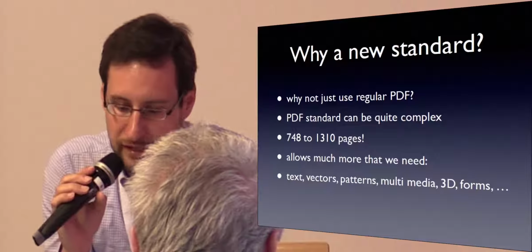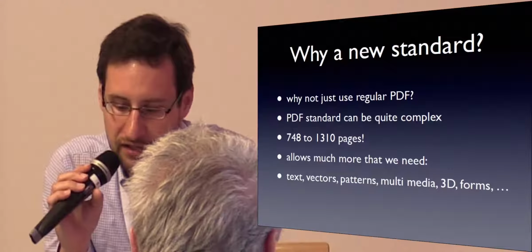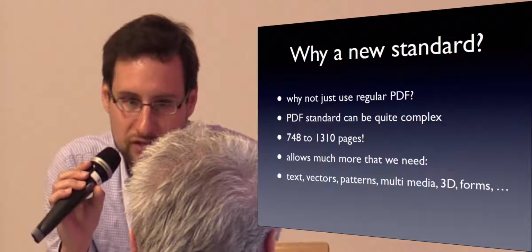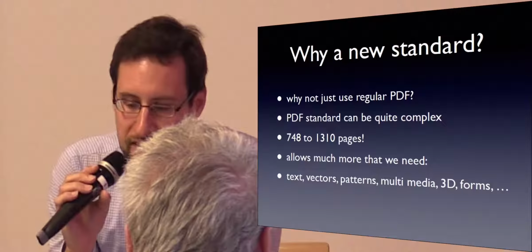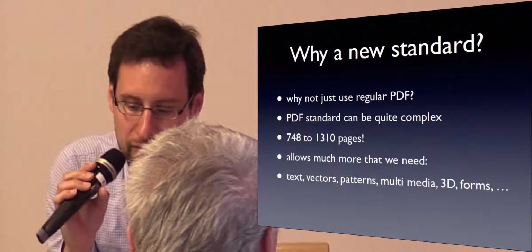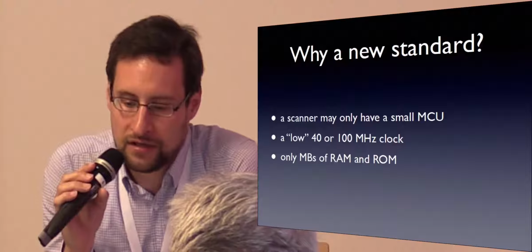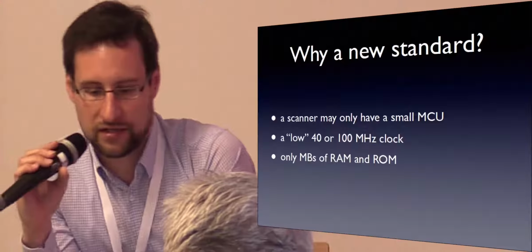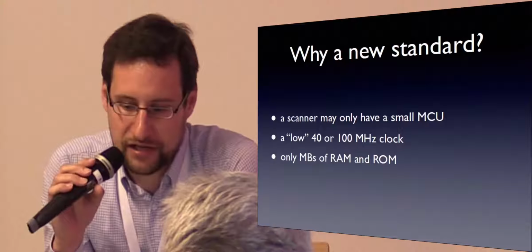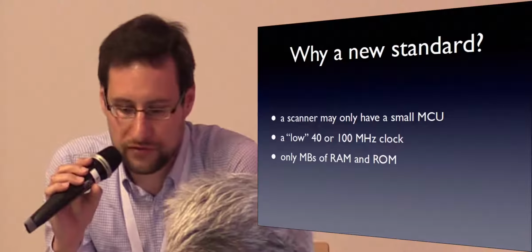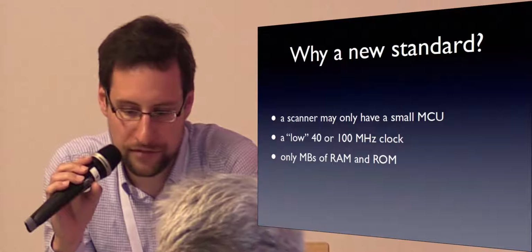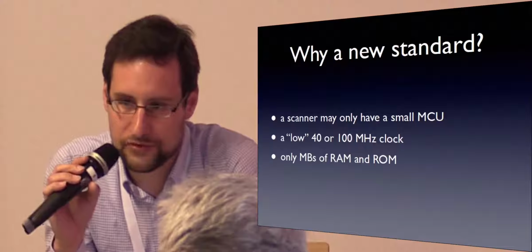It allows for text, vectors, patterns, gradients, multimedia data, audio, video files, 3D, forms, JavaScript. So while this makes PDF a very great format for sharing Office documents and filling out text forms, that's a problem in scan processing in two ways. The first way is a simple one. A scanner is usually a relatively low-cost device, or even if it's an expensive scanner, it still does not have so much CPU horsepower to work with. It's like 40 megahertz, 100 megahertz clock for entry-level scanners, only some megabytes of RAM and ROM, so really a PC from 20 years ago.